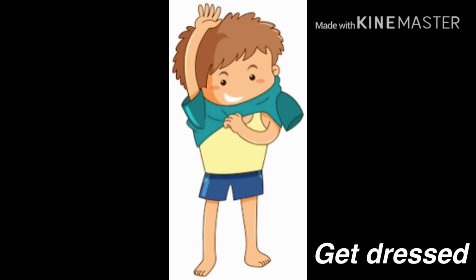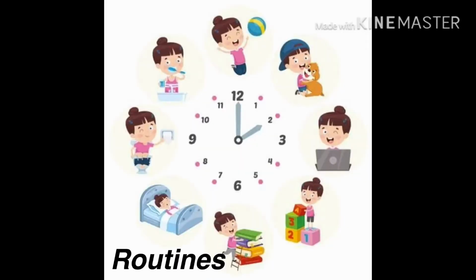Daily. Daily is an adjective meaning every day or of each day. For example, daily activities. Get dressed. It refers to putting clothes on. For example, I was late this morning and had to get dressed in a hurry. Okay? Routines are daily tasks or activities, normal activities. For example, take a shower, or all the activities that you have daily.